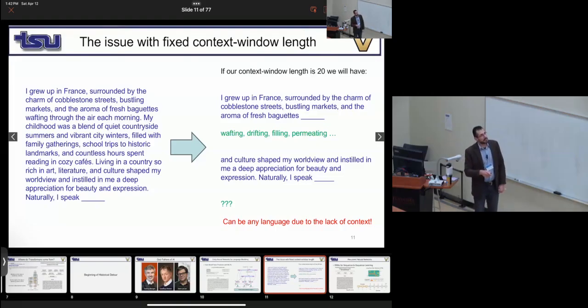But if we go to the end and culture shaped by a worldview and blah, blah, blah, naturally I speak. Based on just this context, I can speak any language. Right? There is no information about France here. So this is an ill-posed problem now. Like I should get a uniform distribution over all languages in the world. Okay?